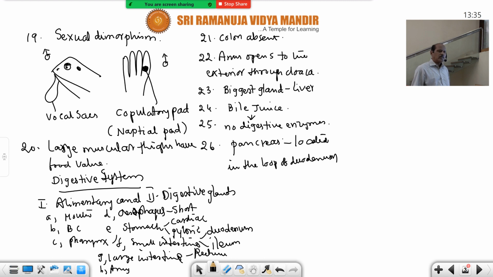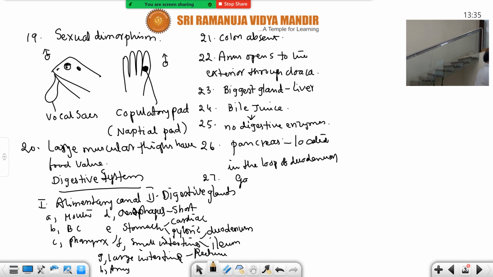The pancreas has two parts, exocrine and endocrine. The exocrine part secretes pancreatic juice. The endocrine part contains alpha cells and beta cells, which secrete two hormones, glucagon and insulin, like humans. Same here also. It secretes pancreatic juice.